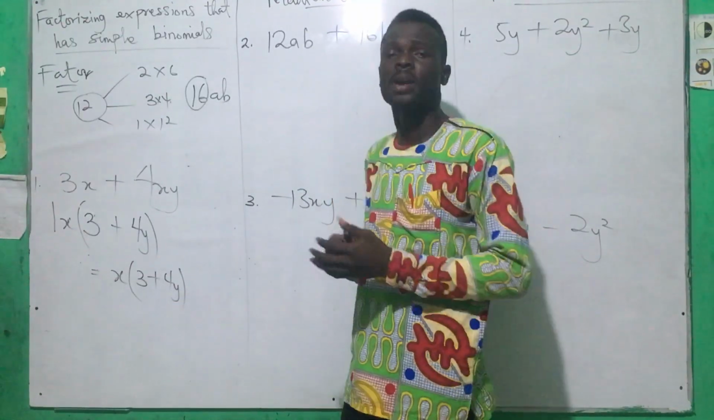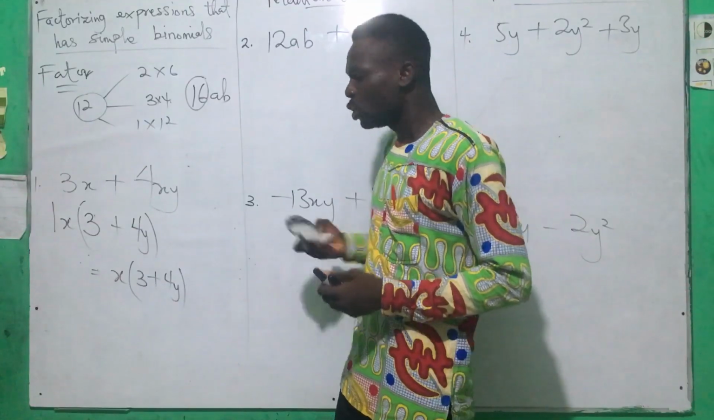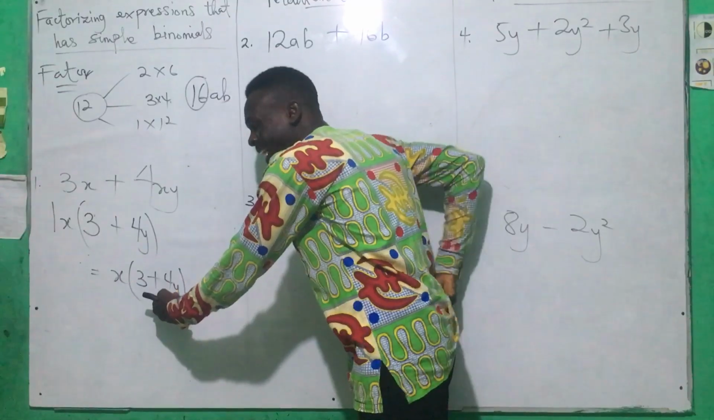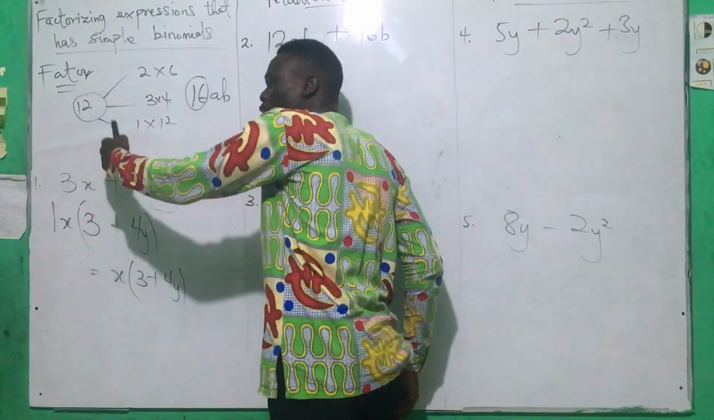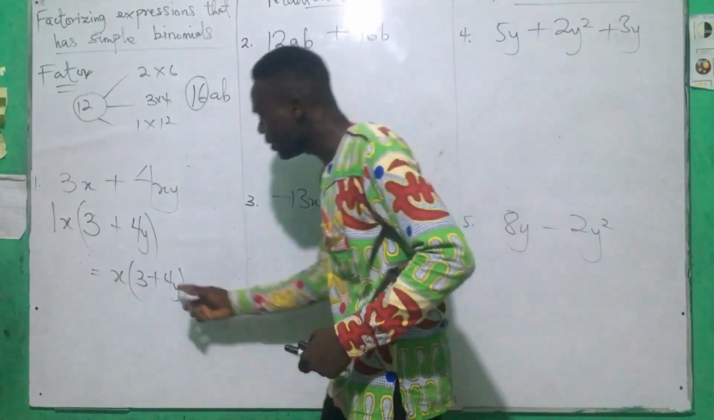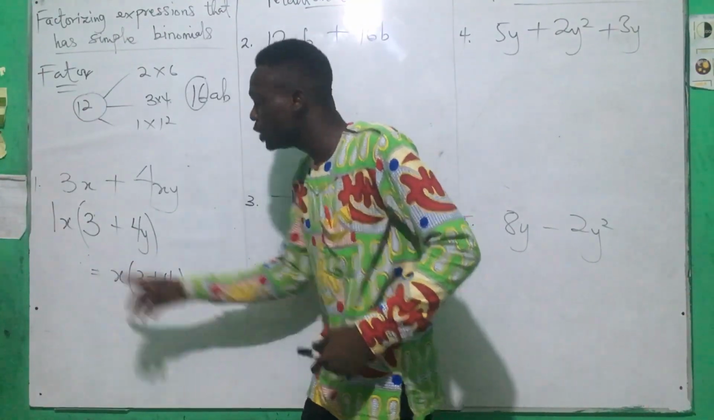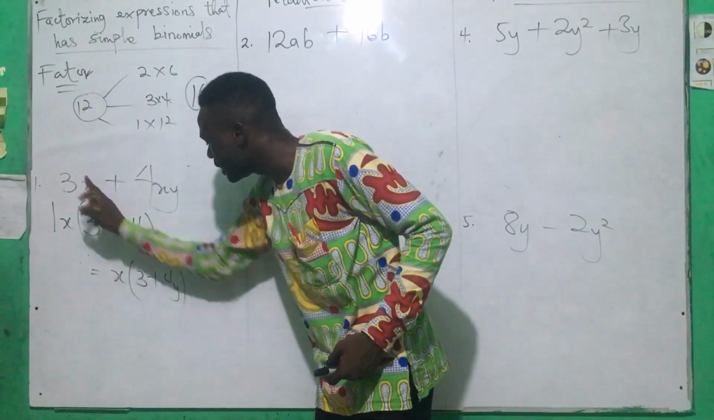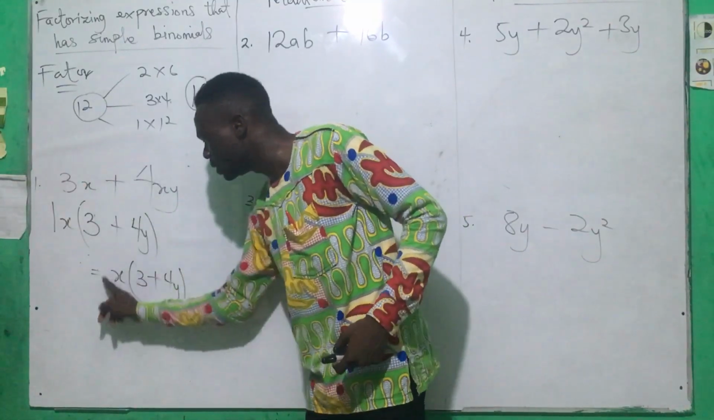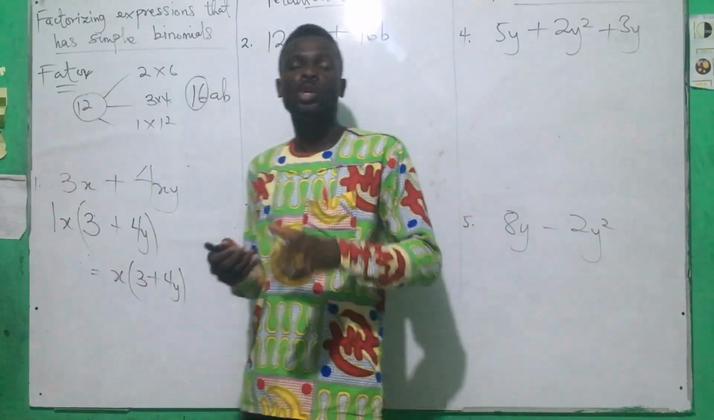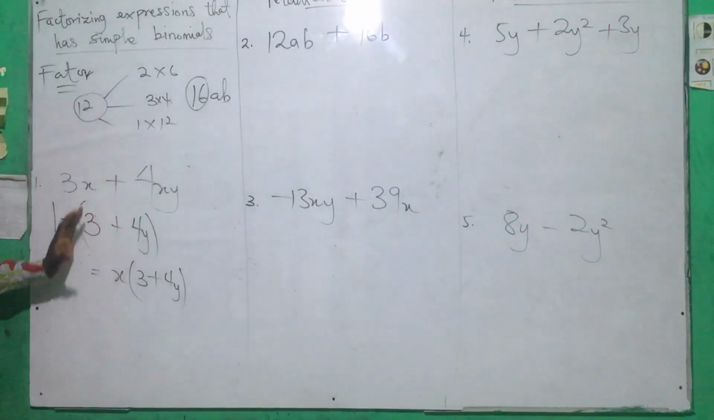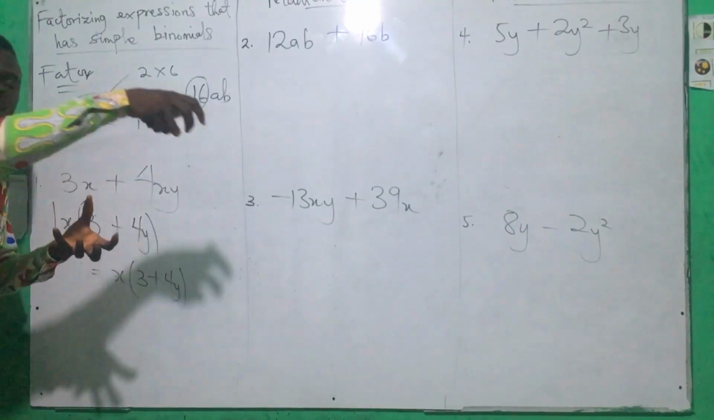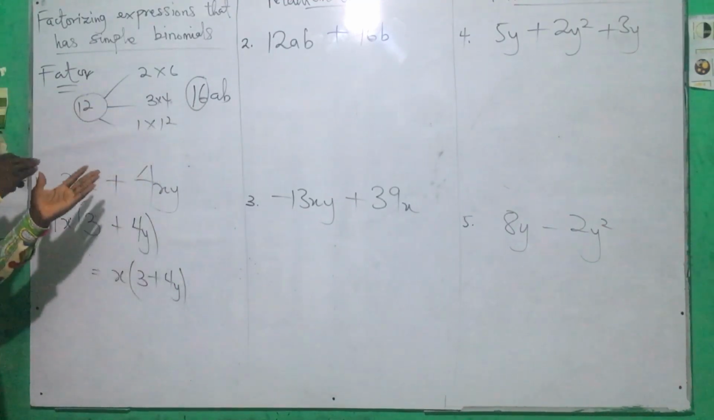Now, in factorization, the answer that you've gotten should be equal to the question when simplified. If we simplify our answer, it should give us the question. If you multiply this by this, you get this, using the distributive property. So what we should know is that in factorization, we are just trying to put the expression in a bracket by bringing the common factors in the terms out.